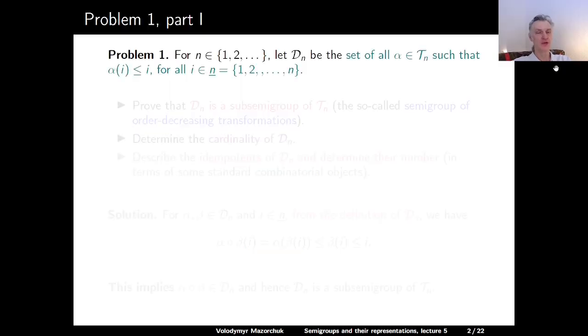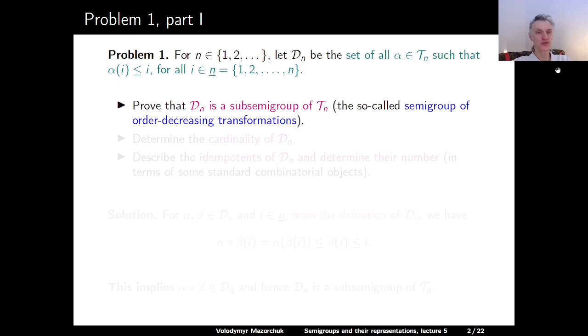Problem 1. For a positive integer n, let Dn be the set of all elements alpha in the full transformation semigroup Tn, which satisfy the following condition. For any element i in our underlying set 1, 2, all the way up to n, alpha of i is less than or equal to i. Prove that Dn is a sub-semigroup of Tn.